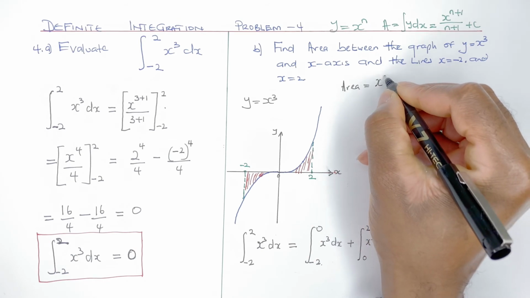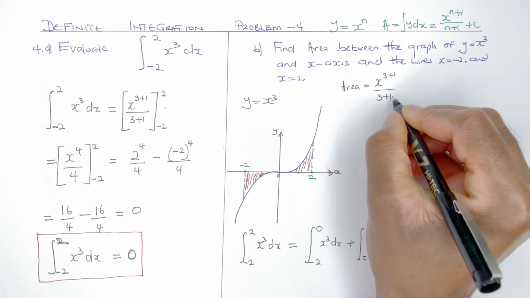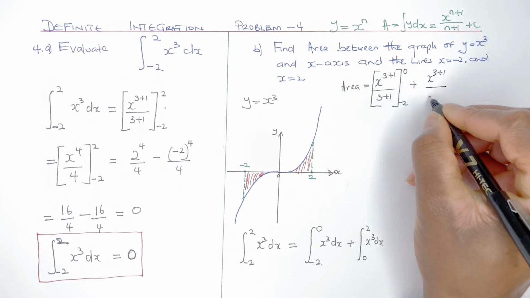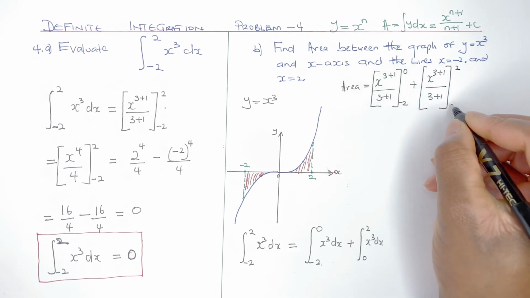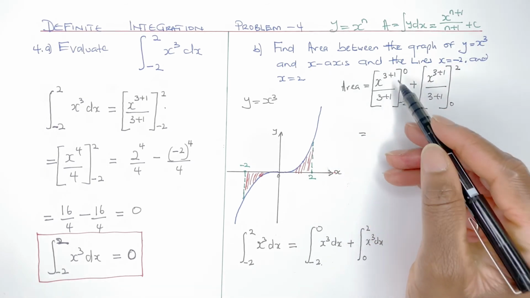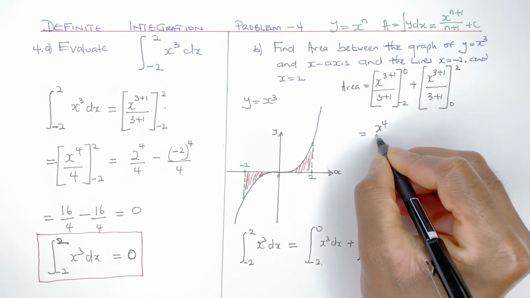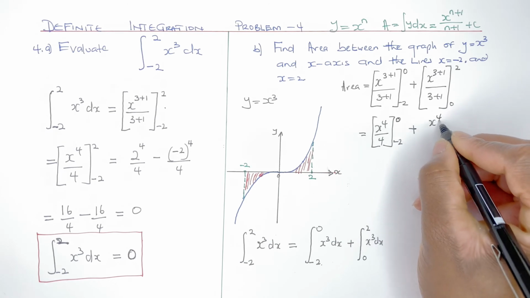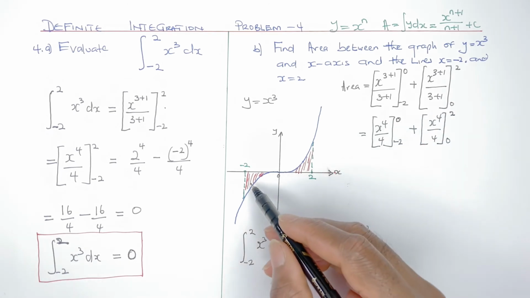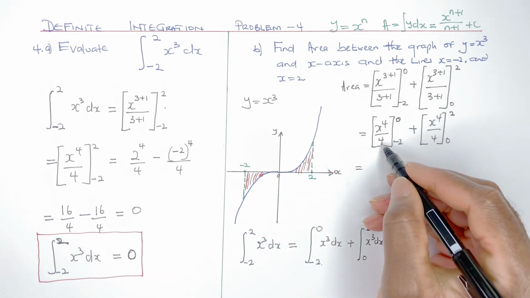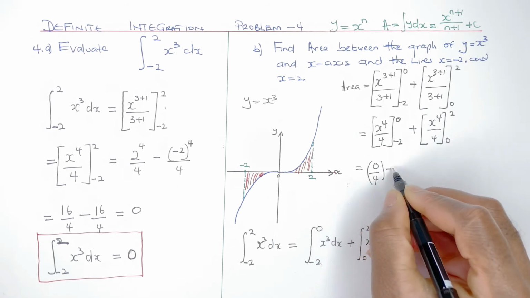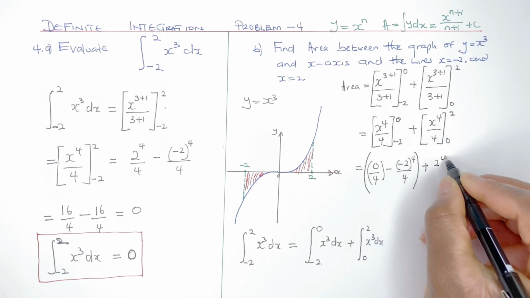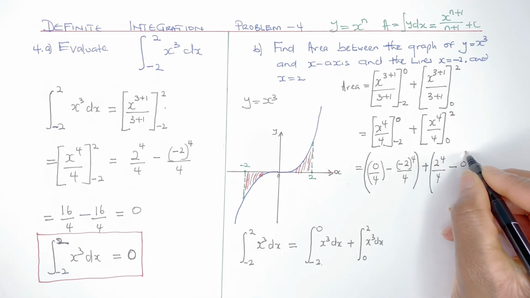So now to find the area, that would be applying the integration process. So that would be x to the power 3 plus 1 over 3 plus 1, from minus 2 to 0, plus x to the power 3 plus 1 over 3 plus 1, from 0 to 2. That's x to the power 4 over 4. So that's the first bit here and then the second bit here. So when you have a 0 here, that goes 0 over 4 minus minus 2 to the power 4 over 4. That's the first part. Plus 2 to the power 4 over 4 minus 0. So that's the second part.